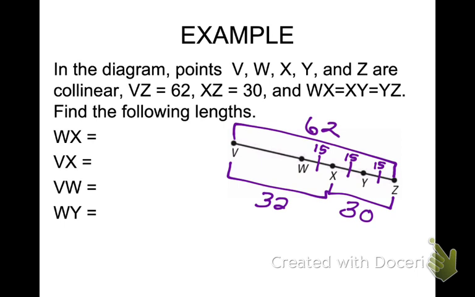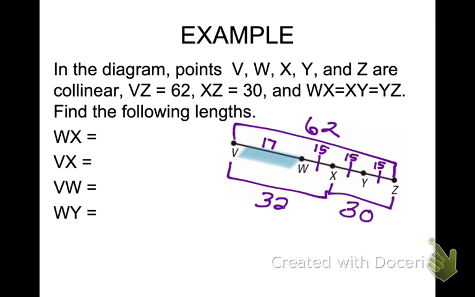Which then, how can I find V to W? 32 minus 15, which is, what is that, 17? Yes. So now I have all the information that I potentially might need to answer the actual question. Notice I didn't even look over here to see what I'm being asked. I have all this over here. So what is the length of WX?